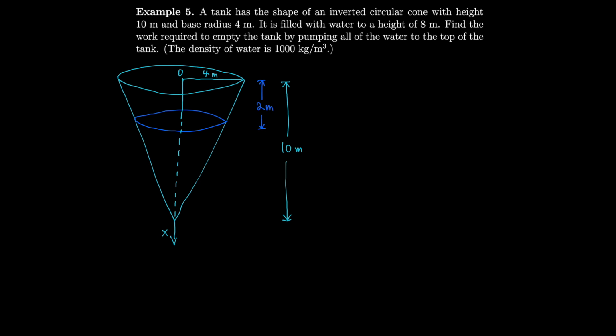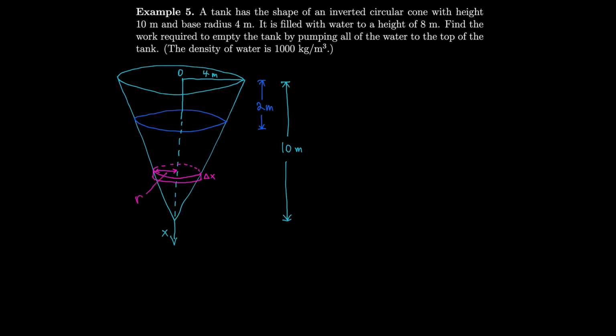So I want to know how much work it's going to be to pump out, let's say, an arbitrary little section of water. So I can do that by drawing a disk. So let's say I want to know how much work is done by pumping out just this one disk of water. This disk has a tiny little thickness delta x. It also has some sort of radius. This is the radius. We'll call that r.